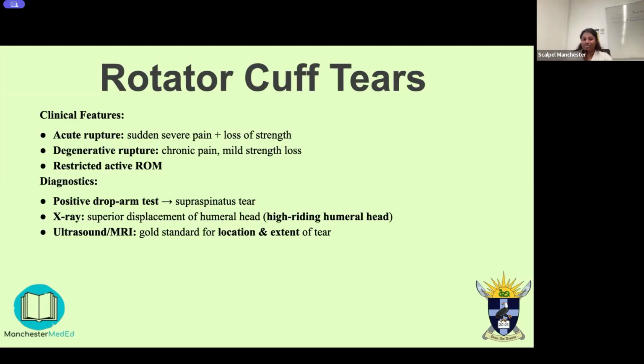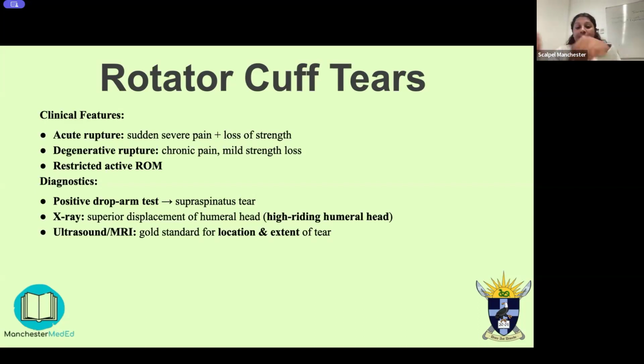So this is kind of a niche one. As the examiner, you either ask the patient or you passively move their arm into abduction to 90 degrees, and you ask them to slowly lower their hand down. If they can't do that and they just drop, that's a positive drop arm test. But if they can, then you're more likely looking at a tendinopathy or tendinitis.